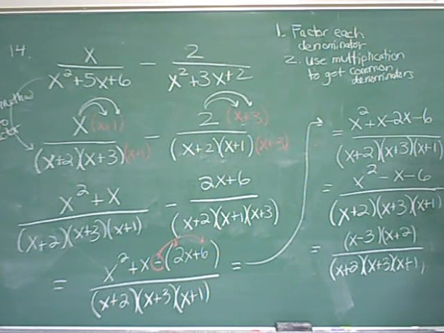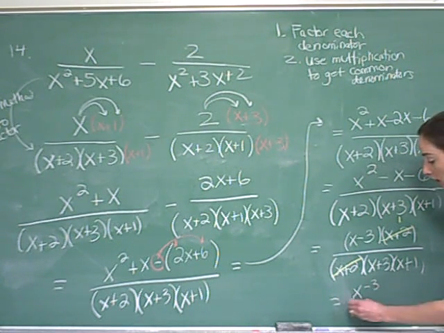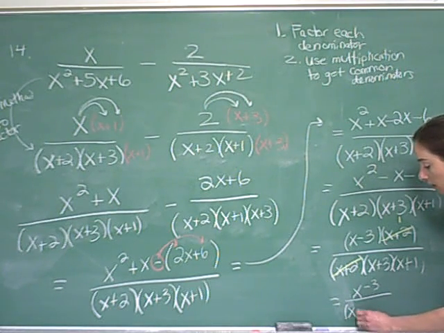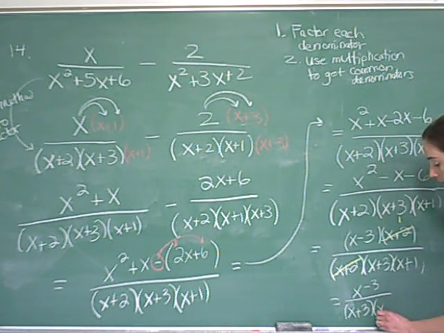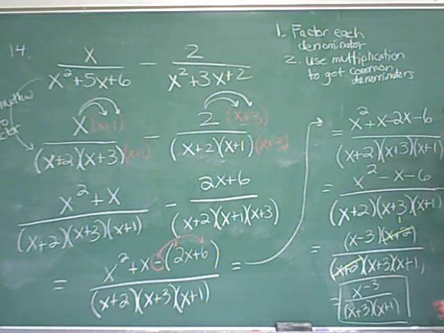Okay, so we're almost done. All we need to do is see if any of our factors in the numerator can divide with any of the factors in the denominator. And I see that an x plus 2 in the numerator will divide with this x plus 2 in the denominator. So those divide out to 1. And I am left with an x minus 3 over an x plus 3 times an x plus 1. So that is my reduced answer to this subtraction problem.